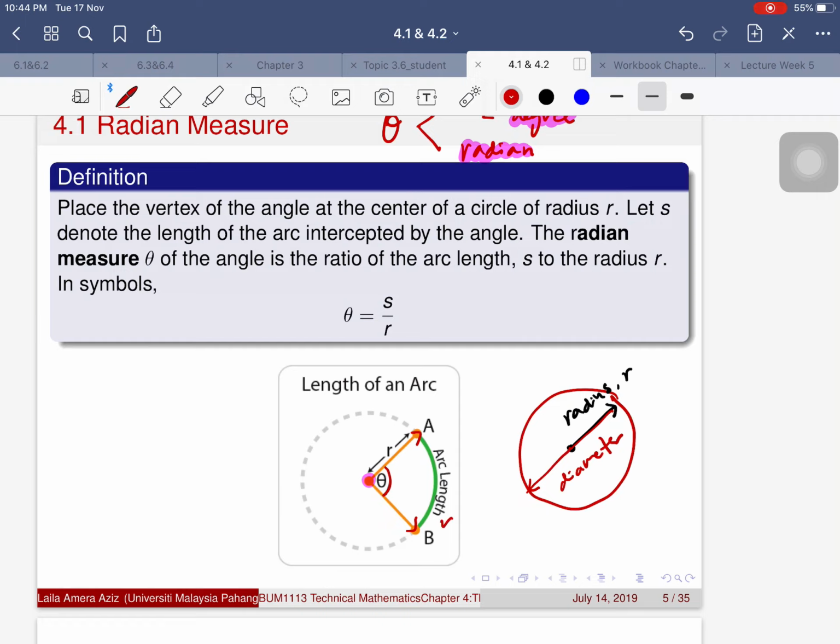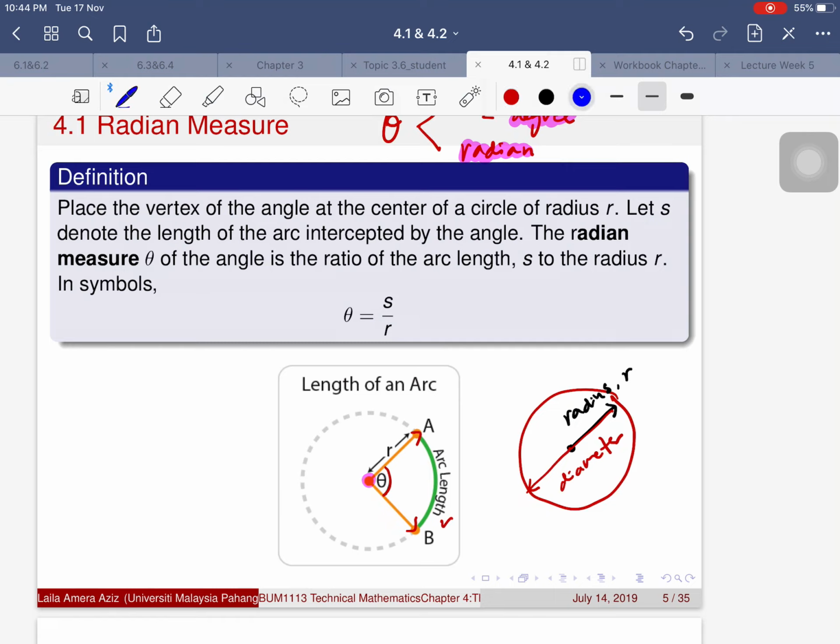Okay, so that's the name. It's actually just the length from one ray, from one line to the second line. So the radian measure theta is the angle, the ratio of the arc length s to the radius r. So in symbols, theta is equal to s over r.